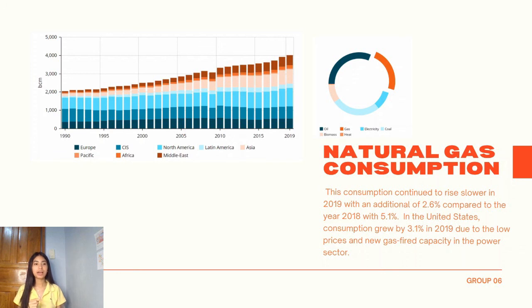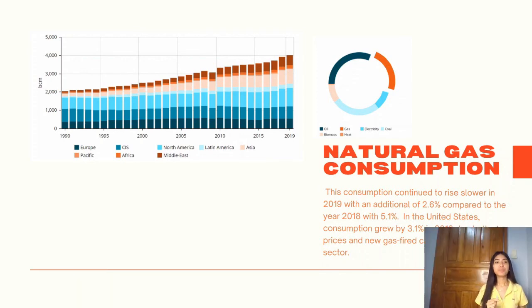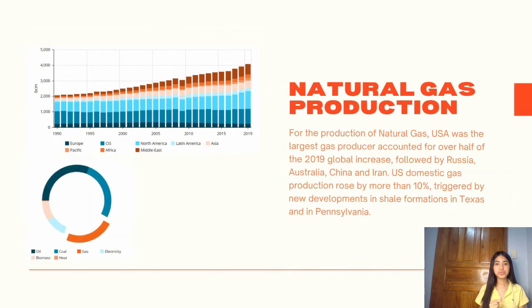Gas consumption remains stable in Latin America with slight declines in Brazil and Argentina, with a 4.4% growth in Mexico. For the production of natural gas, USA was the largest gas producer, accounting for over half of the 2019 global increase, followed by Russia, Australia, China, and Iran.